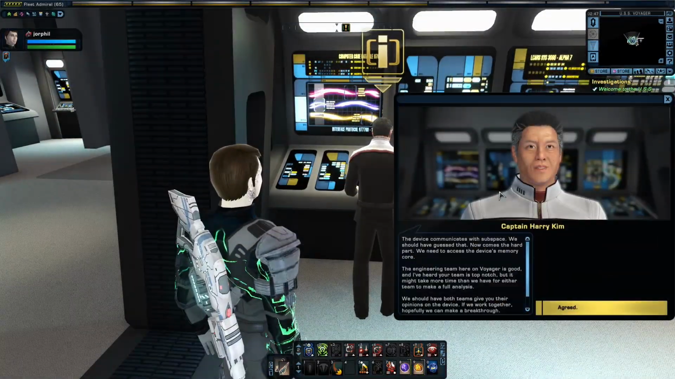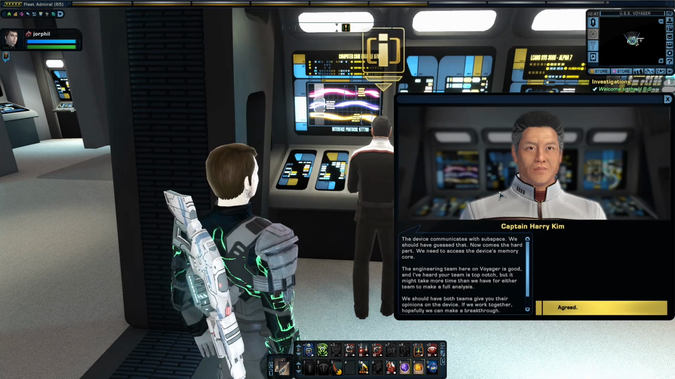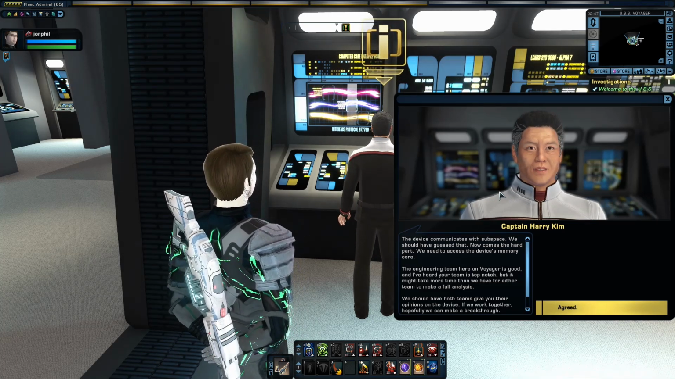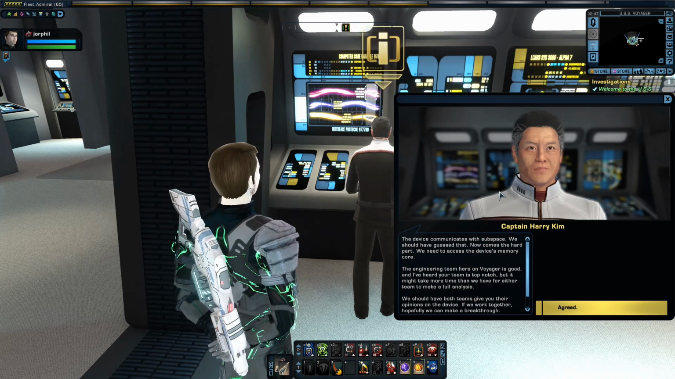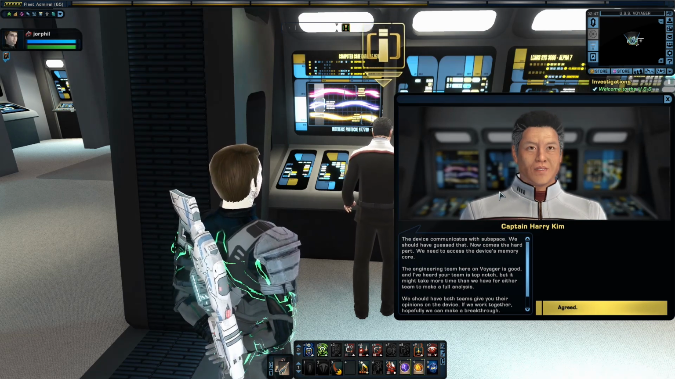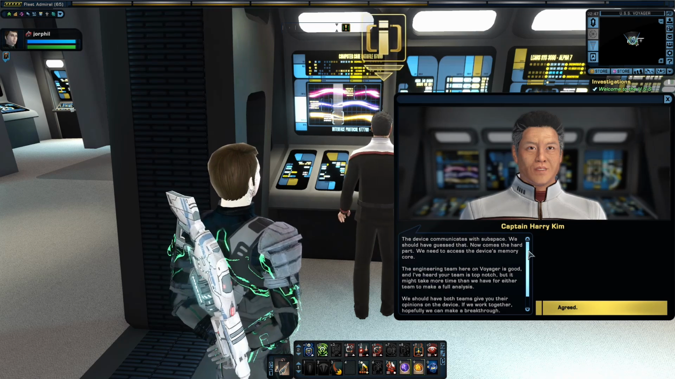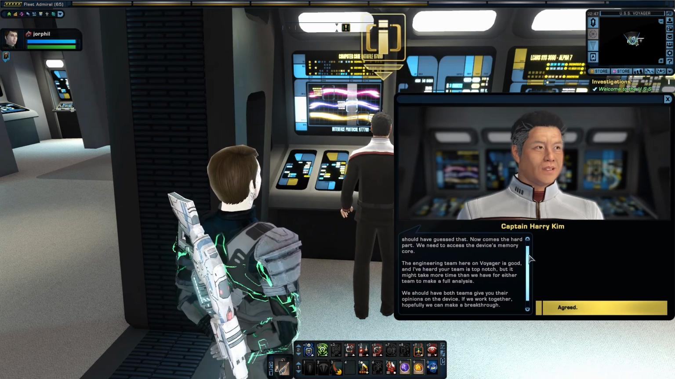The device communicates with subspace. We should have guessed that. Now comes the hard part. We need to access the device's memory core. The engineering team here on Voyager is good, and I've heard your team is top-notch, but it might take more time than we have for either team to make a full analysis.